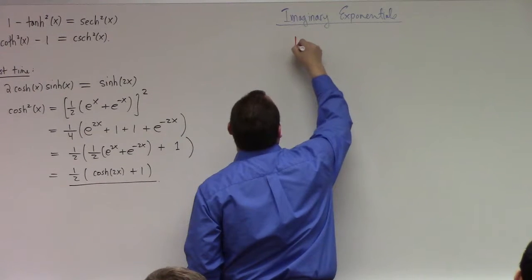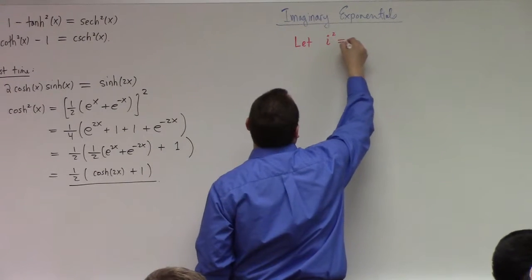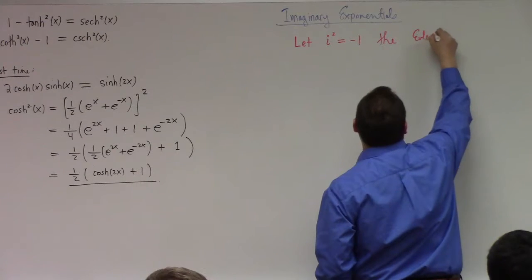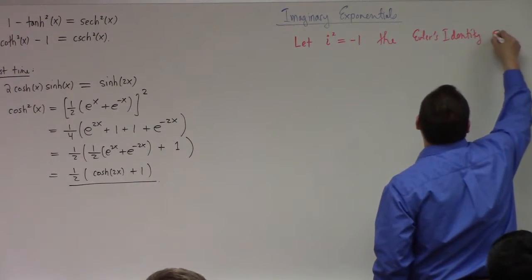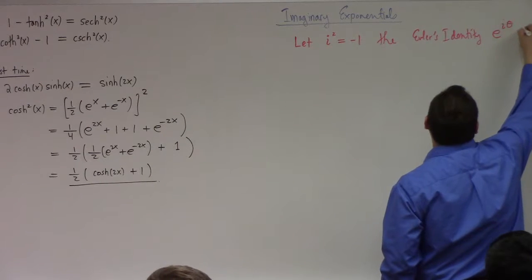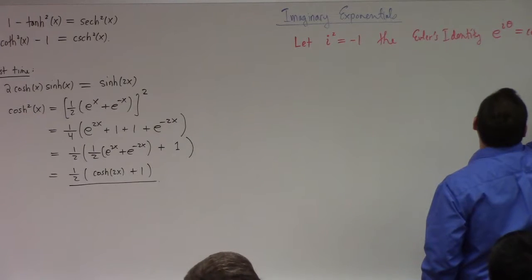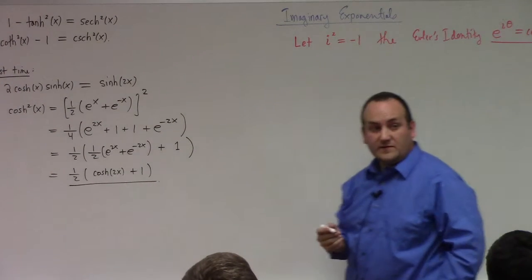If we let i be the imaginary number, so i squared is equal to minus 1, then Euler's identity states the following. It states e to the i theta is cosine theta plus i sine theta. Now this identity really lies at the heart of what are called phasors in electrical engineering.